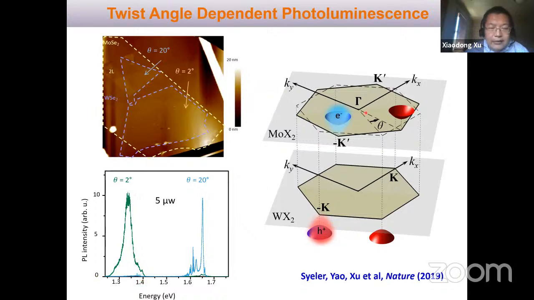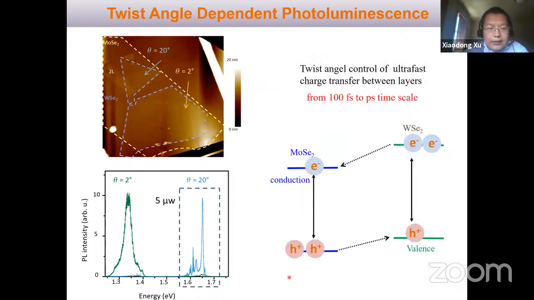This can be understood as I just told you. In a 20 degree sample, the twist angle is larger, so the interlayer exciton becomes highly momentum indirect. Therefore, the interlayer exciton emission is strongly suppressed. The other interesting property is when we look at the intralayer exciton emission. For the 2 degree sample, the intralayer exciton emission is strongly suppressed. But for the 20 degree sample, actually, it's pretty strong.